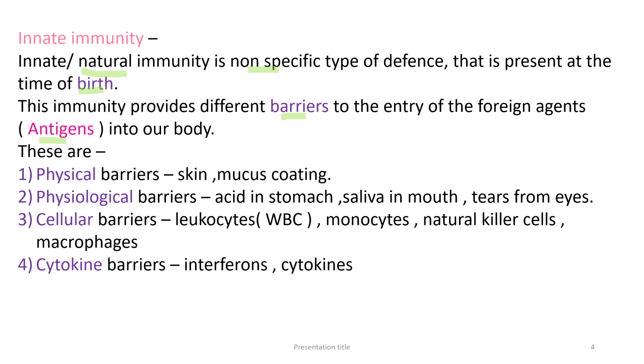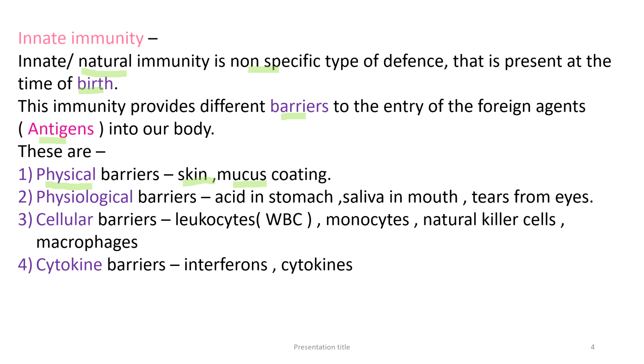So what are those barriers? Here you can see first is the physical barrier, which includes skin and mucous coating. Intact skin prevents the entry of pathogens inside our body, as well as the mucous coating of various organs like the respiratory tract traps the bacteria in sticky mucus and prevents its entry into the vital organs.